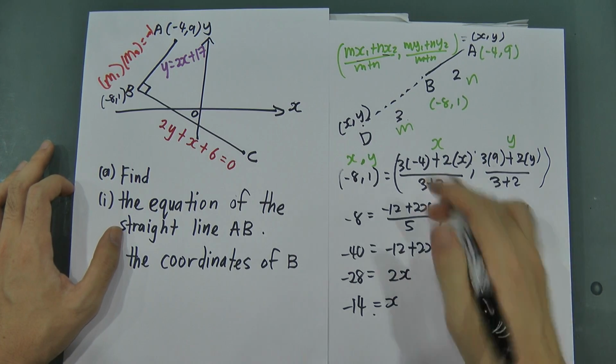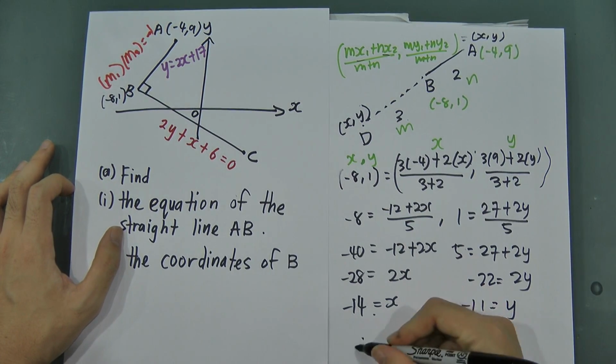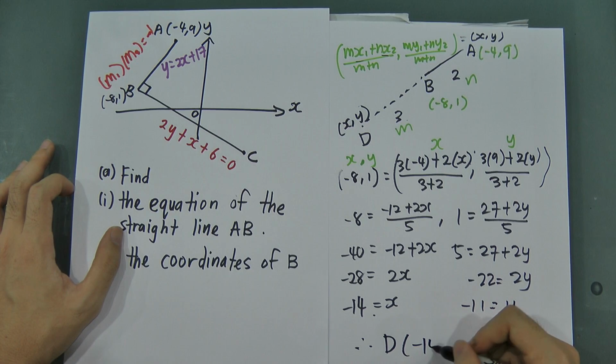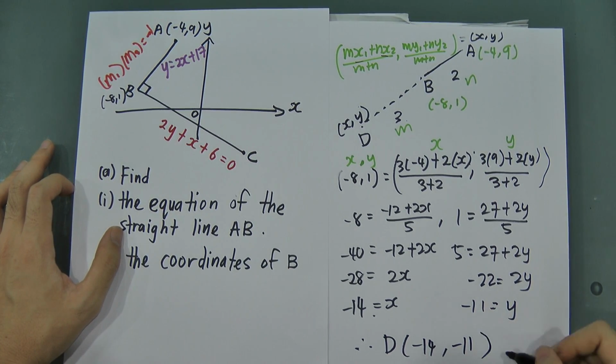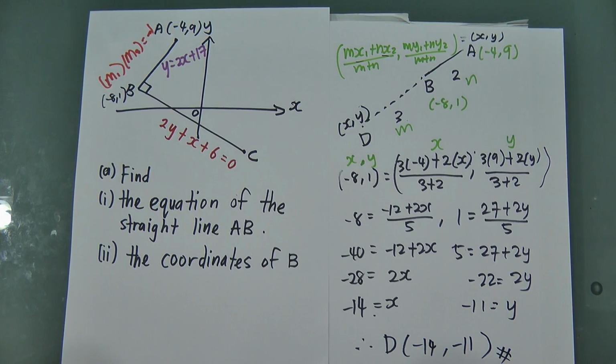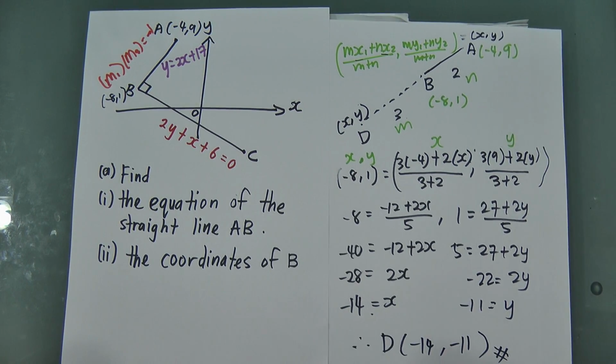So from here, this is xy for my d, right? So therefore, I know my d is equal to negative 14 and negative 11. That's all. Okay, this is how I solve a question like this.